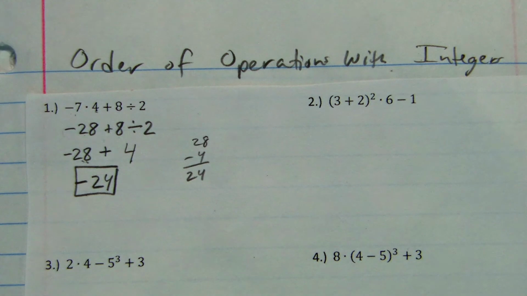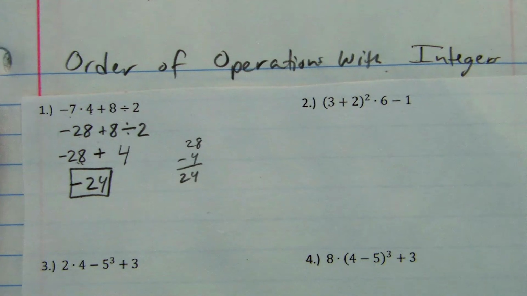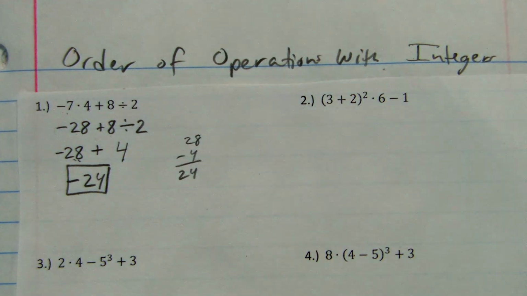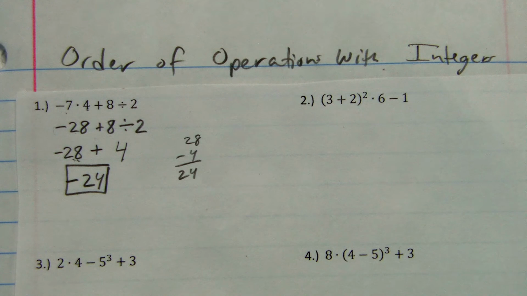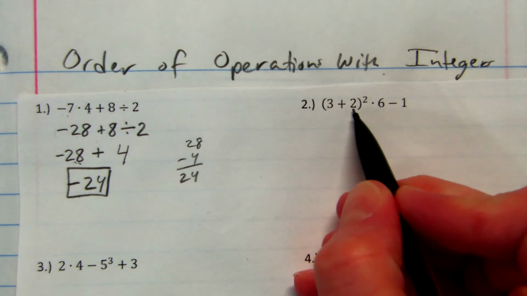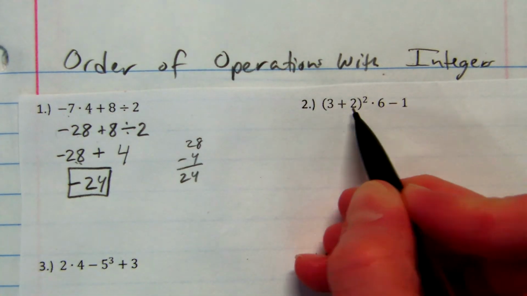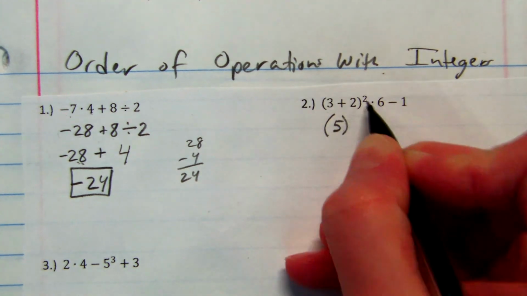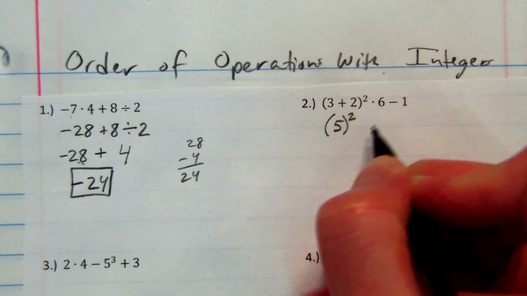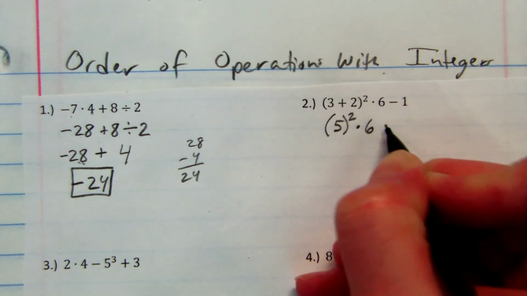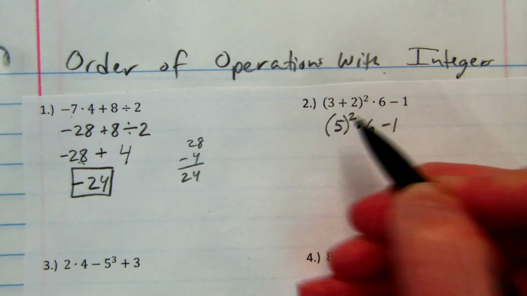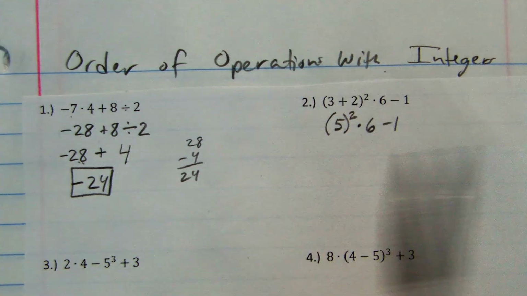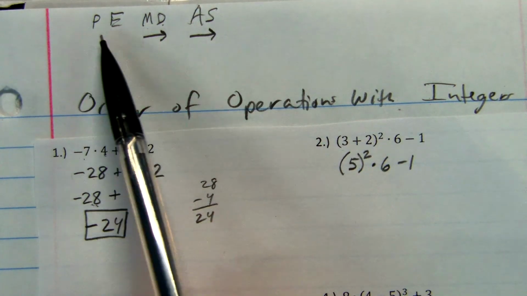Okay, so let's look at number 2. What's the very first thing I need to do on number 2? Go ahead. Parentheses. So inside the parentheses I have 3 plus 2. So inside those parentheses, I have 5. Now there's a squared on the outside of the parentheses, and what that means is that it is on the 5. So that's the E from PEMDAS, exponent.